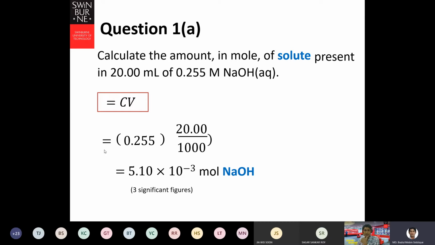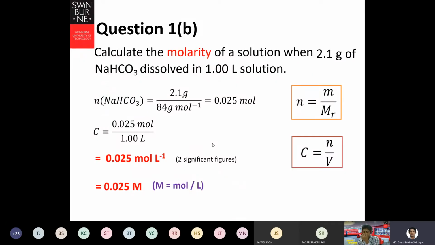Why is this 3 significant figures? Because here we see there are 3 significant figures, here it is 3, and here it is 4. Then it comes to the lowest number of significant figures, that is 3. So significant figures is one thing, and decimal place is a different thing, really.